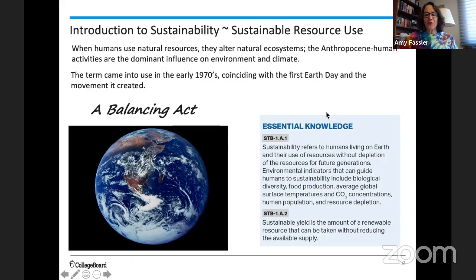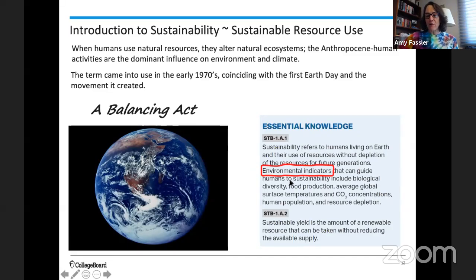So 50 years of Earth Day. Earth Day was the brainchild of Wisconsin US Senator Gaylord Nelson. And the University of Wisconsin currently has the Nelson Institute for Environmental Studies, a fabulous institute that honors the work that he did. So as we start digging into sustainability and sustainable resource use, I'm going to focus a little bit on these environmental indicators.